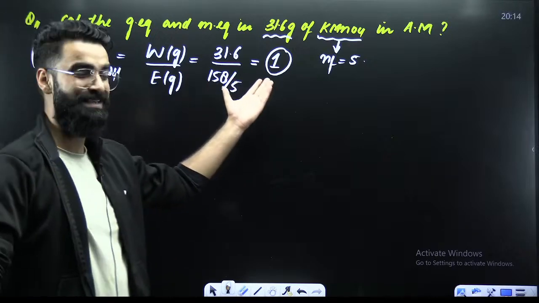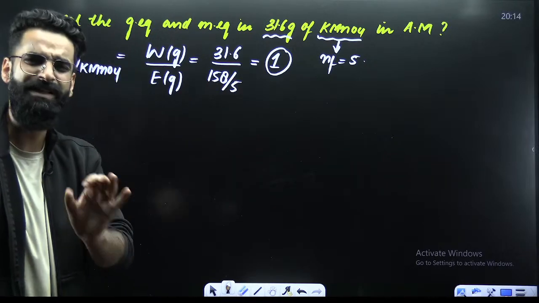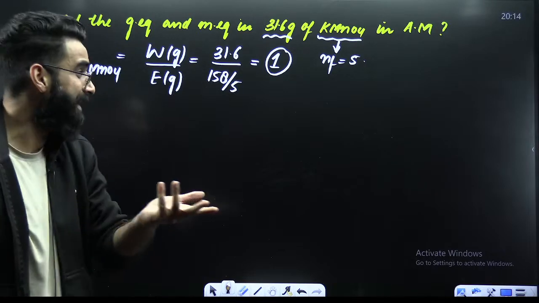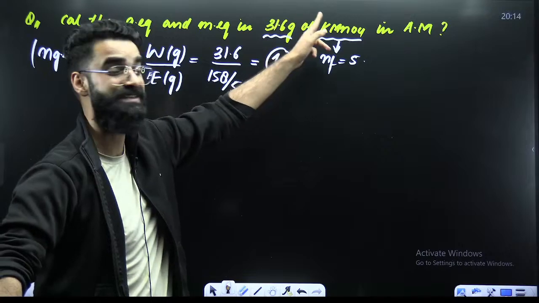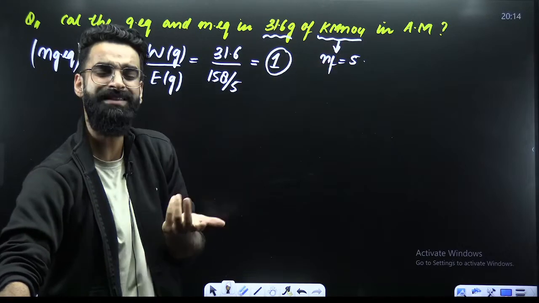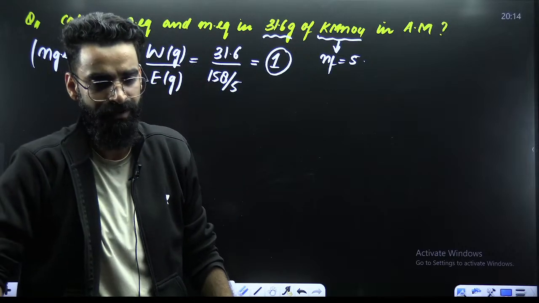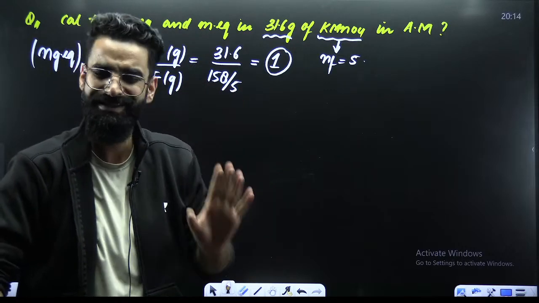Now what does it mean exactly? It means, my dear students, it's pretty simple. You can say that we have got 31.6 grams of KMnO4, or you can say we have got 1 gram equivalent of KMnO4 in acidic medium. Both the things are similar. Both the things are same.